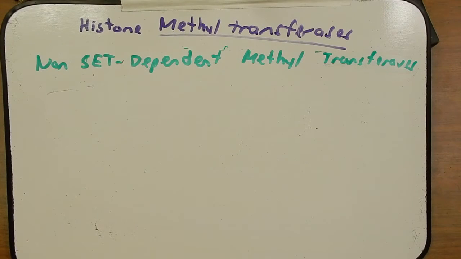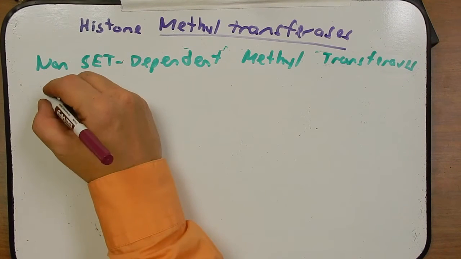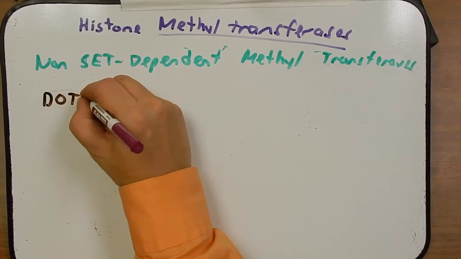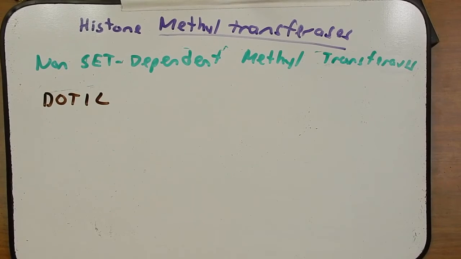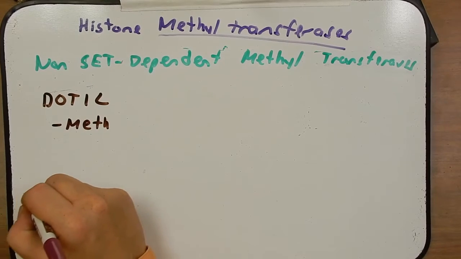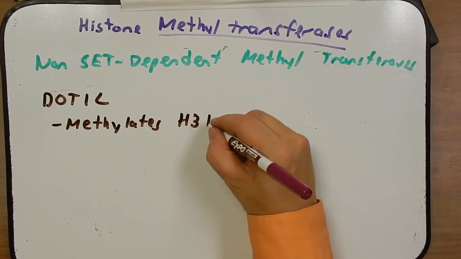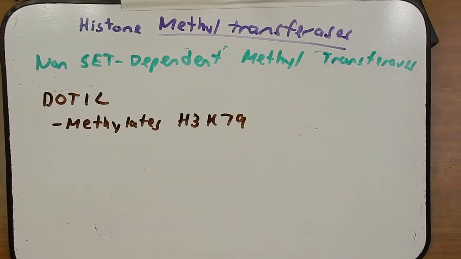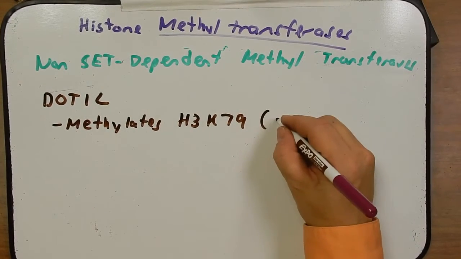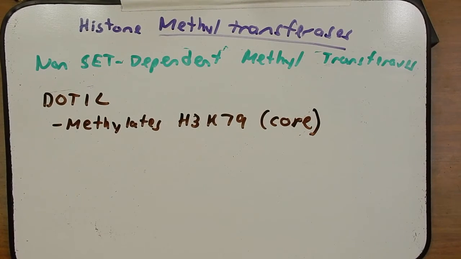So as the name implies, when you look at the structures of these, they don't have one of those SET domains in them. And I'm going to talk about just one of these non-SET dependent methyltransferases, and its name is DOT1L. It has a unique role in that it doesn't methylate something in that N-terminal tail, but rather it methylates histone 3 lysine at position 79. And this is part of the core. It's on the outer edge of that core, but it's still in the core, so it's not on that tail.